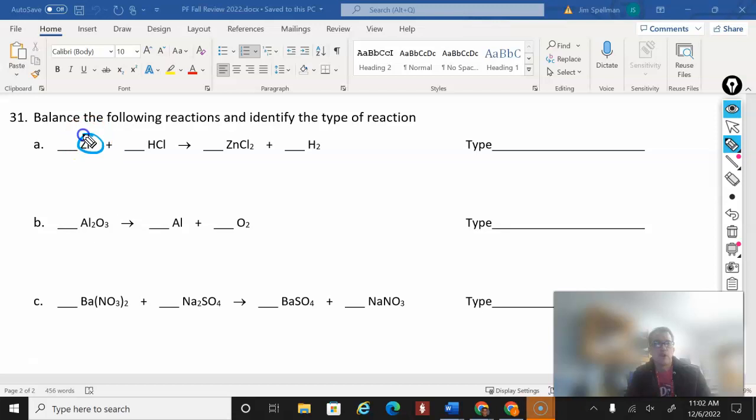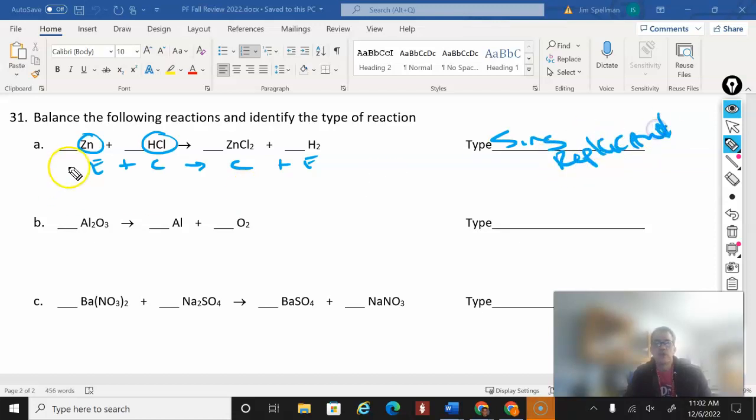On the first one, I've got an element and a compound. And so usually by definition, if I've got an element and a compound together and I end up with a compound and an element on the other end, this is going to be a single replacement or a single displacement reaction. Single is always going to have just an individual single element by itself at the beginning and an individual single element by itself at the end.